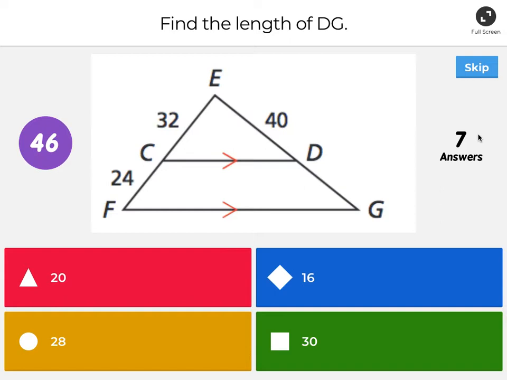Alright, let's take a look, guys. 24 over 32 equals DG over 40. I want to simplify the fraction first, so I can divide both of these by 8. I get 3 over 4 equals DG over 40. Then multiply both sides by 40.